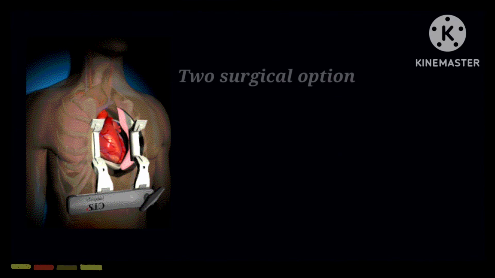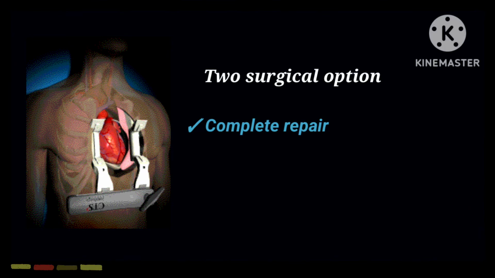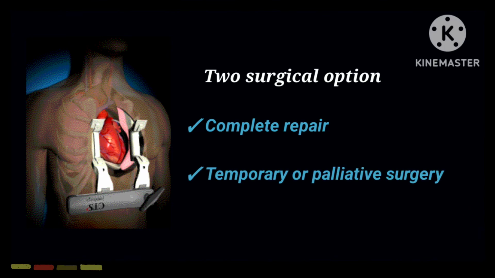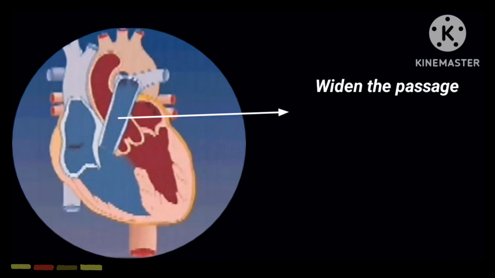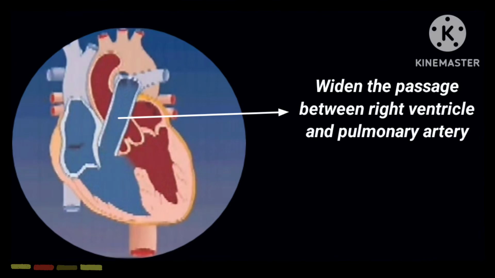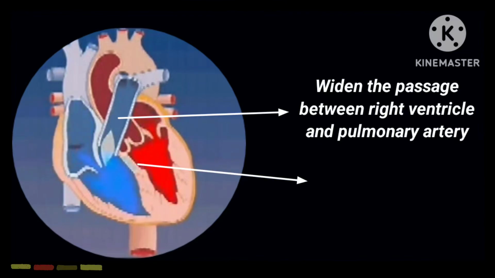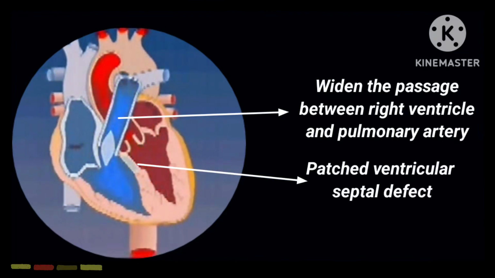There are 2 surgical options, the complete repair and temporary or palliative surgery. In the complete repair, the surgeon widens the passageway between the right ventricle and pulmonary artery to improve the blood circulation to the lung. The ventricular septal defect is patched to stop the mixing of oxygen-poor and oxygen-rich blood.